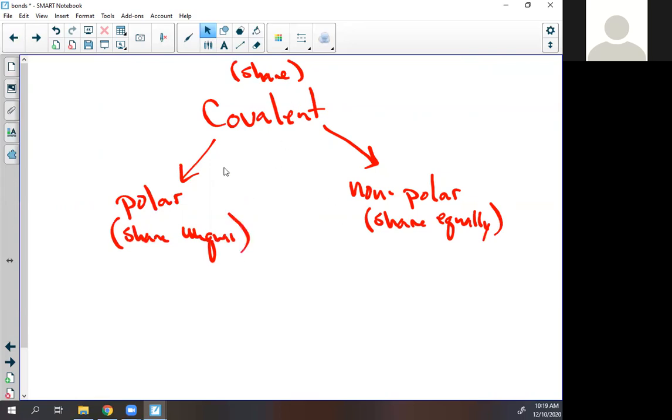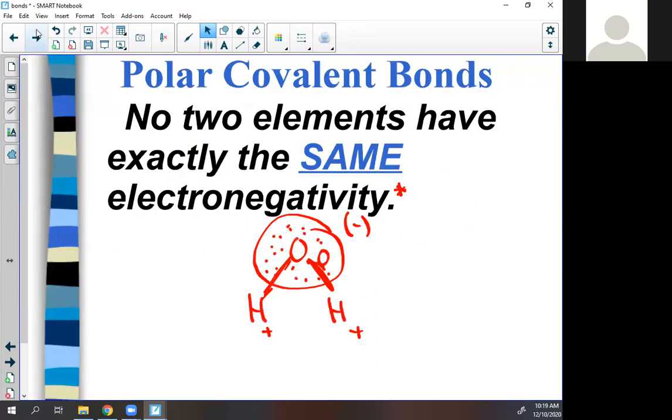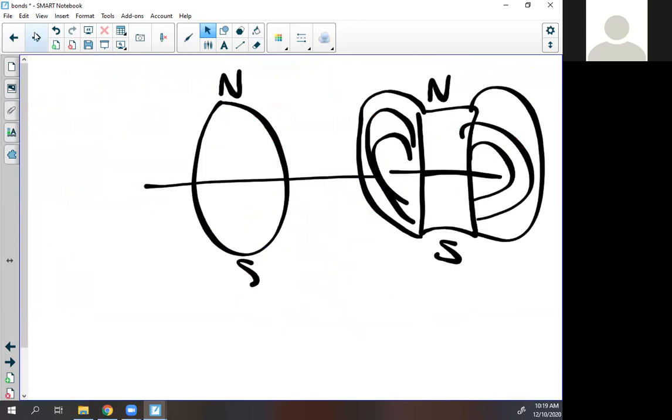So just kind of, this is the basic idea between the two that makes them different. Polar, they do not share equally. Non-polar, they do share equally. Okay, moving on.